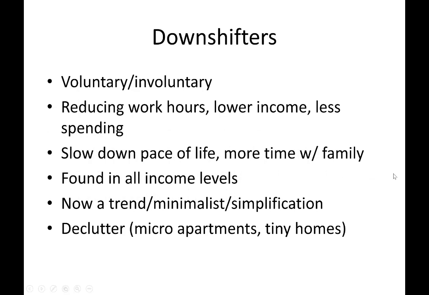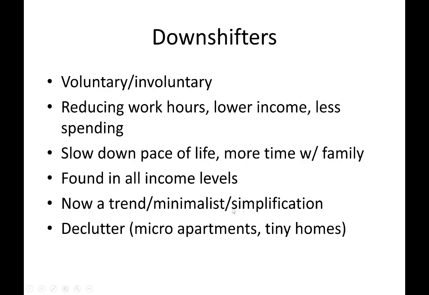So, and it's not all like this, we are seeing a slow moving trend, but it's coming up. It's downshifters. Some are involuntary. They have to cut down hours because a family member's sick, but we are seeing voluntary downshifters. They're reducing work hours. They're taking the lower income and they're spending less in order to spend more time with family, to what's more important in life. They want a slower pace of life, more time with family. And we actually find downshifters in all income levels, which is interesting.